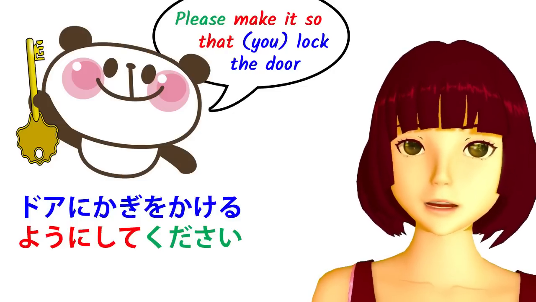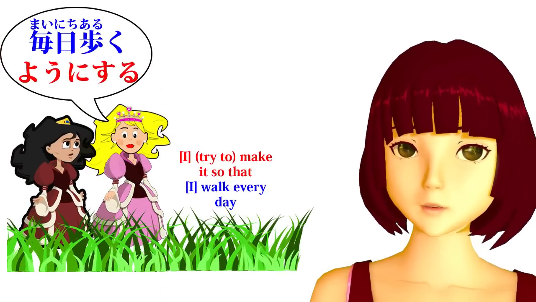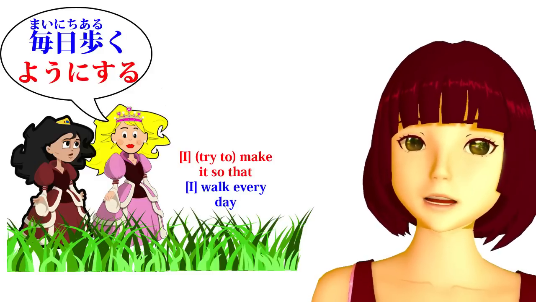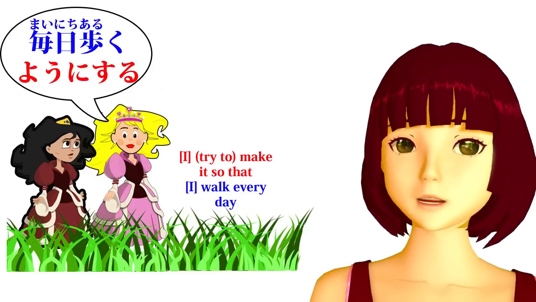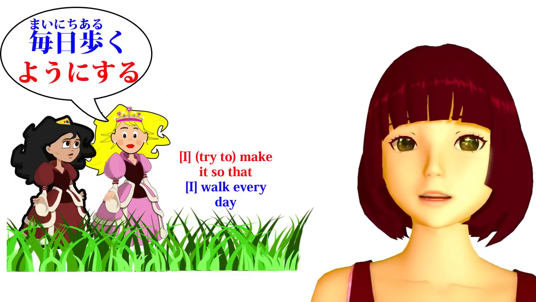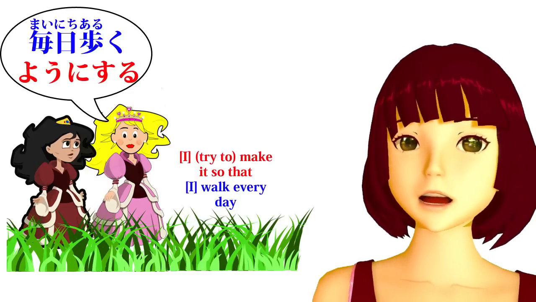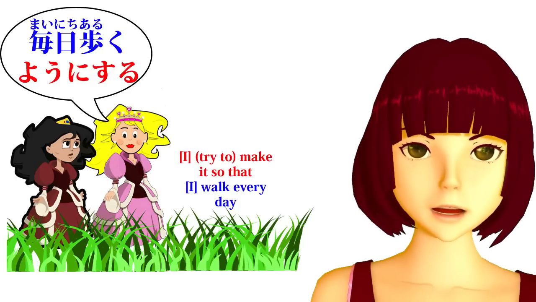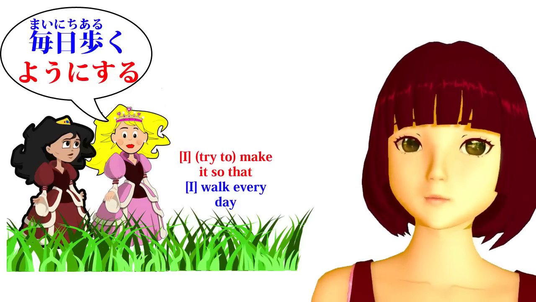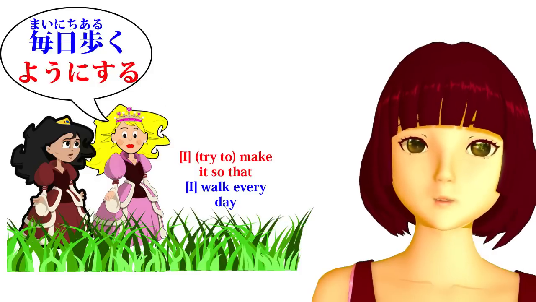Now, related to this is when you may say something about yourself, usually related to something you do regularly, such as saying 毎日歩くようにする. And that means literally, I make it so that I walk every day. But when you put it this way, rather than just saying 毎日歩く, which is simply saying I walk every day, the implication is that you try to do so. You might not necessarily always succeed.